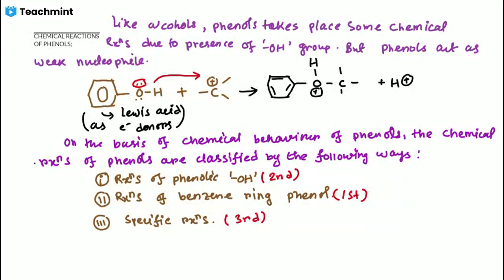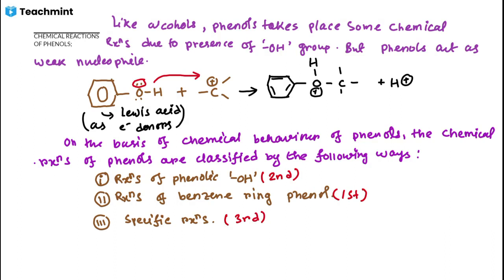Hello. Today's topic is chemical reactions of phenol. Like alcohols, phenols also undergo some chemical reactions due to the presence of the OH group, but phenol acts as a weak nucleophile. We know the lone pair on the oxygen atom can donate towards the carbocation, and phenol acts as a Lewis acid.